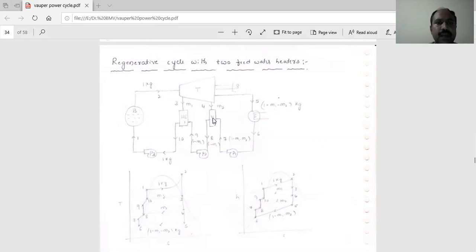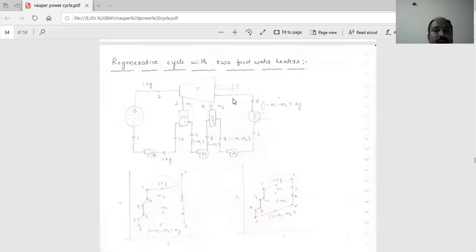Then the boiler, to which we are supplying heat, produces superheated steam at stage 2. 1 kg of steam is passed to the turbine, where the expansion process takes place. During expansion, at stage 3, M1 amount of steam is trapped and enters heater 1. Then at stage 4, M2 amount of steam is trapped and enters heater 2.